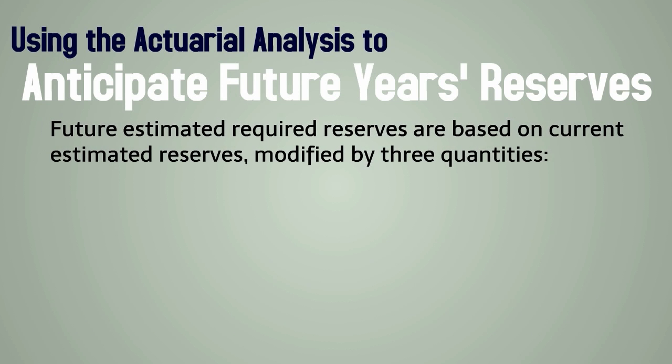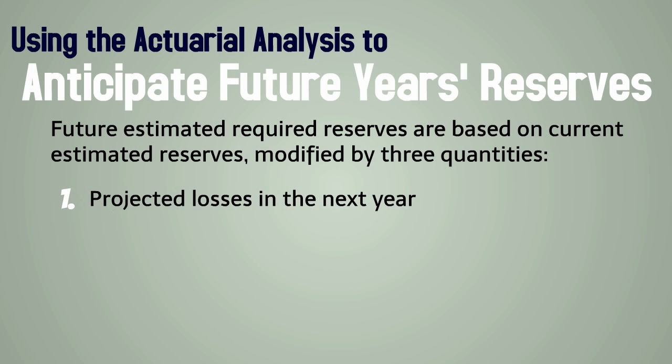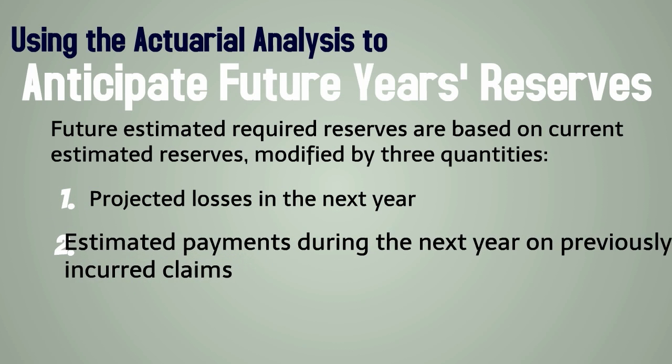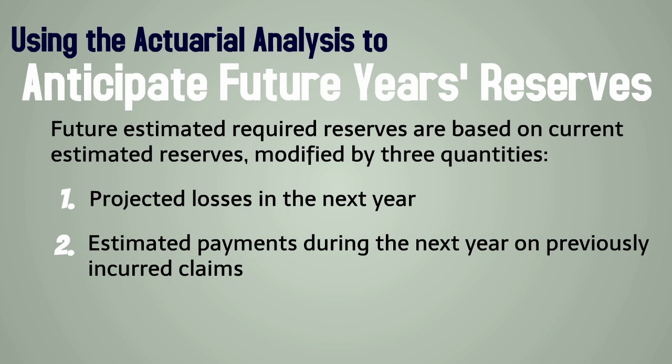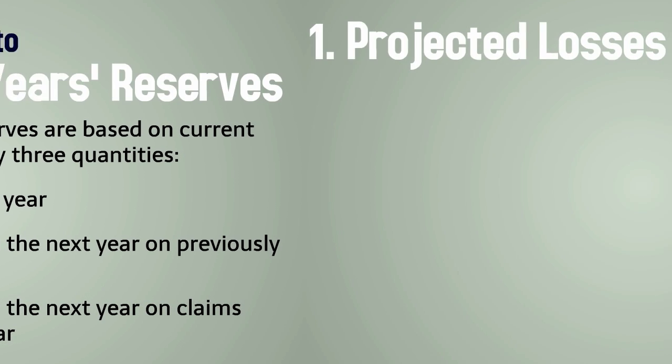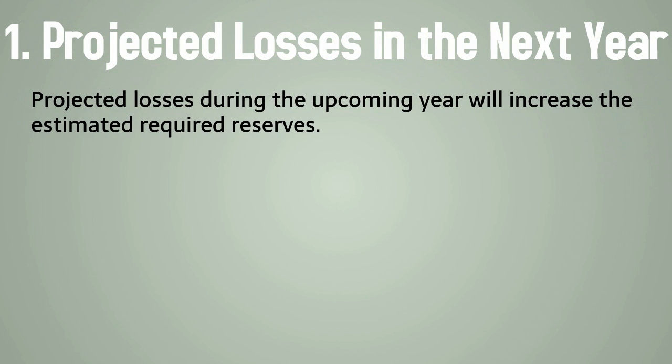Future estimated required reserves are based on current estimated reserves modified by 3 quantities. First, the projected losses in the next year. Second, the estimated payments during the next year on previously incurred claims. And then third, estimated payments during the next year on claims incurred during the next year. First, the projected losses during the upcoming year will increase the estimated required reserves.